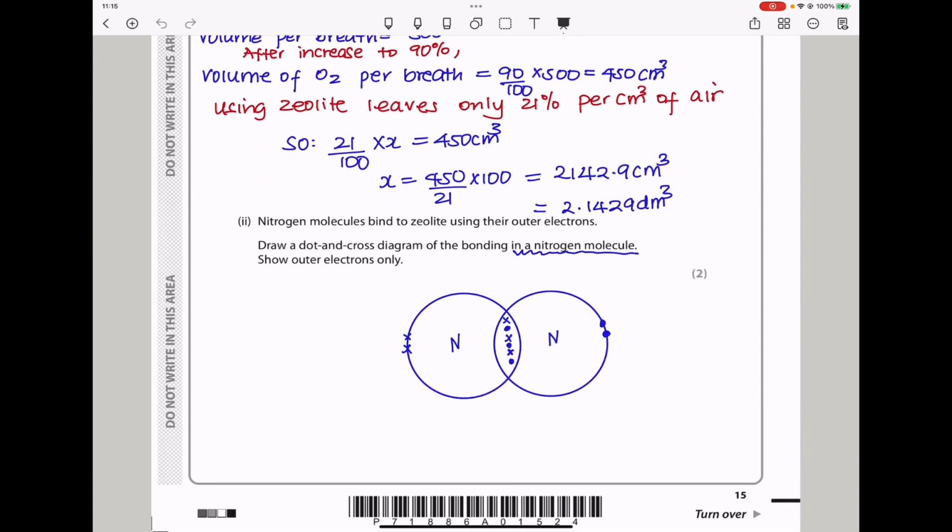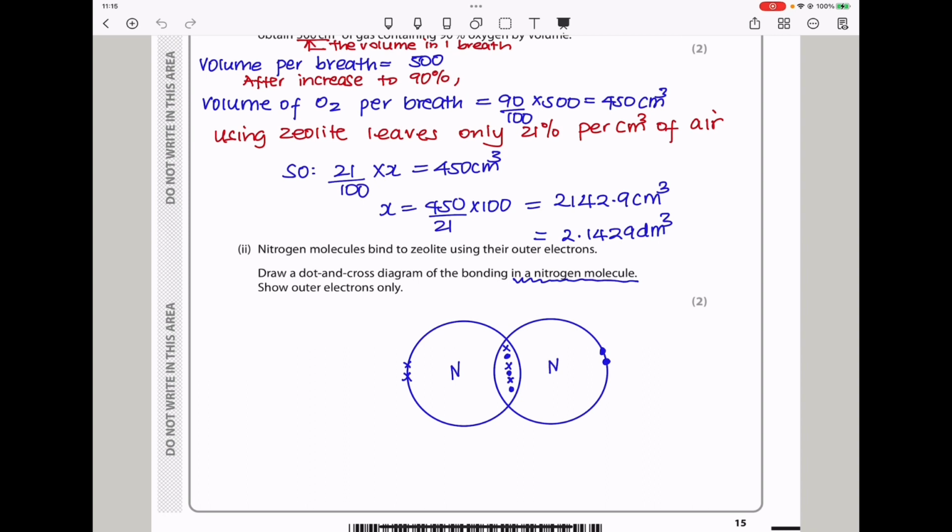Here they say, nitrogen molecules bind to zeolite using their outer electrons. Draw a dot and cross diagram of the bonding in a nitrogen molecule. They want you to show outer electrons only. When two nitrogen atoms bind, a triple bond is formed, meaning each of the nitrogens is contributing 3 electrons. Since a nitrogen atom has 5 electrons in the outer shell, only 2 electrons are going to be left, meaning those are the non-bonded electrons, but 3 of each are going to be bonded, so the structure should look like that. Moving on.